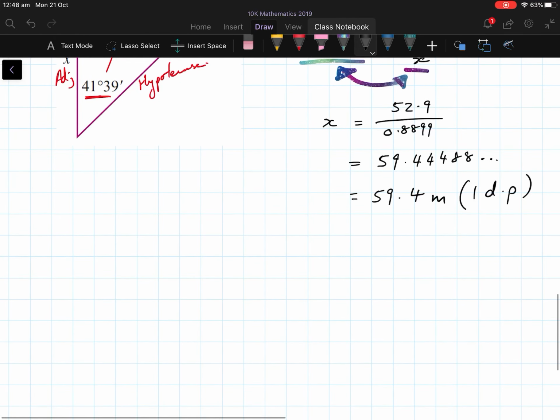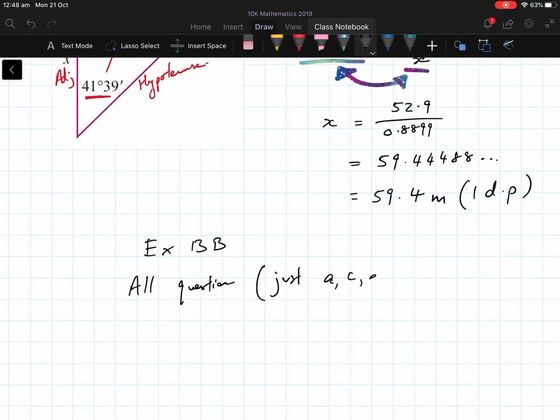So we're going to do exercise 13b. All questions, but just A, C, E of each. So don't do every second, just do 3 of each part and see how we go. Or 2 if it's just A and B and C. Okay, questions, let me know. Otherwise, go for it.